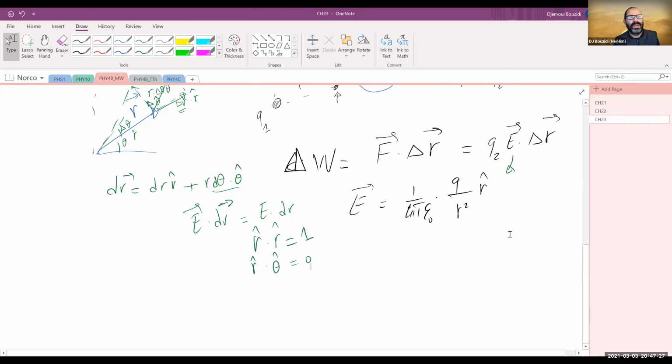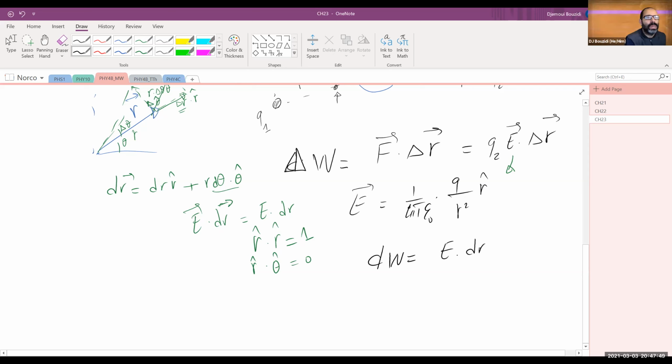This is what I hate about this part, because a lot of this is abstract at this point. So far? Okay, at least one person is okay with it. So then the work dW is going to be E times dr.